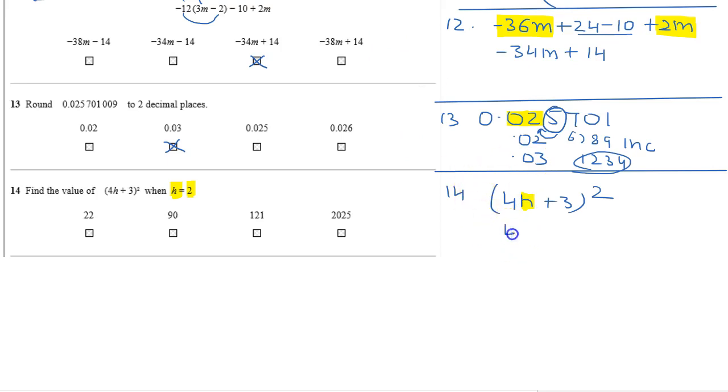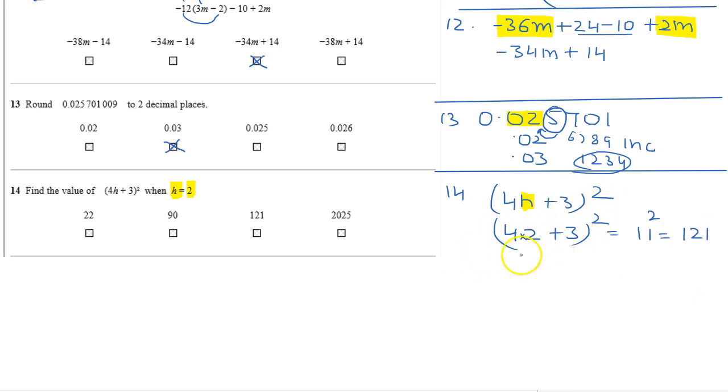So it is 4, h will be replaced by 2, plus 3 square. This is not 42. 4h means 4 multiplied by 2. So this will be 4 multiplied by 2 is 8, plus 3 is 11. 11 square is 121.